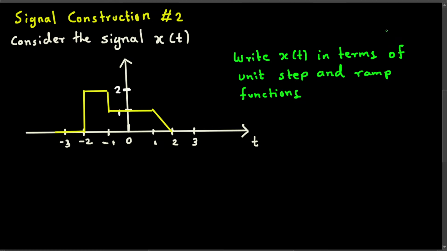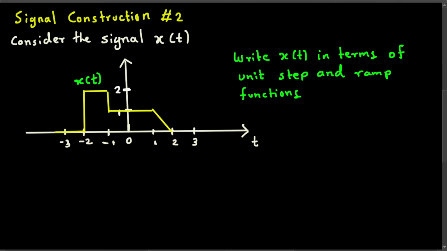Another example, on signal construction. Here we have the signal diagram. This is the function x of t. And the question here is: write x of t in terms of unit step and ramp functions. Now let's see how we can do that.